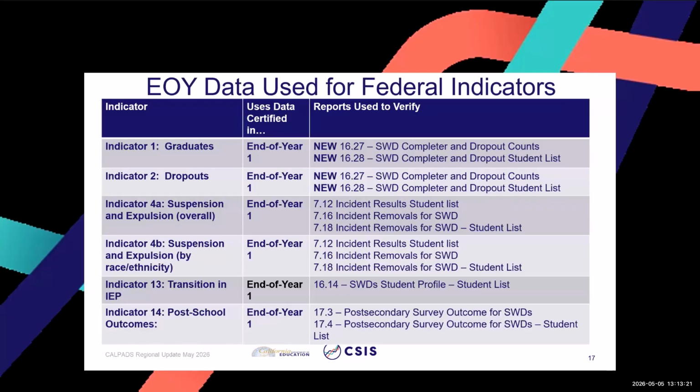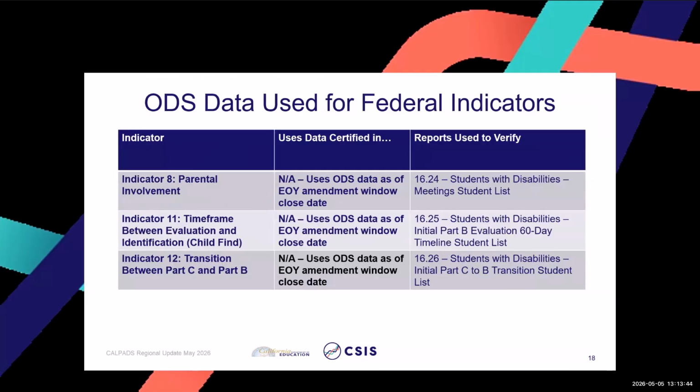Now, the next 2 slides, I'm not going to read everything. They're tables talking about the end-of-year data that we use for federal indicators and monitoring. For example, you can see the Indicator 1 graduates uses certified end-of-year 1 data, which you can verify and monitor using Report 16.27 and 16.28. On the following slide, we show the ODS data that we use for these indicators and the real-time reports that you can use to monitor your data.